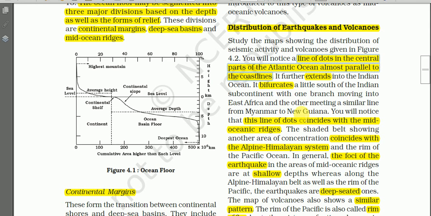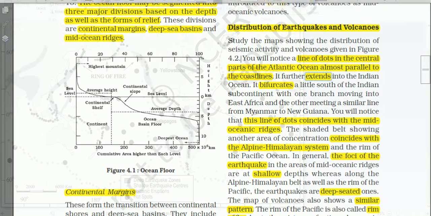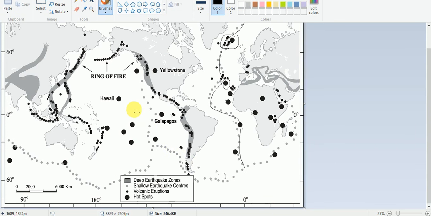Okay, and so you will notice that a line of dots in the central part of the Atlantic Ocean, almost parallel to the coastline, is observed, and it further extends into the Indian Ocean. See here, this line of dots again further extends into the Indian Ocean, here in this direction.